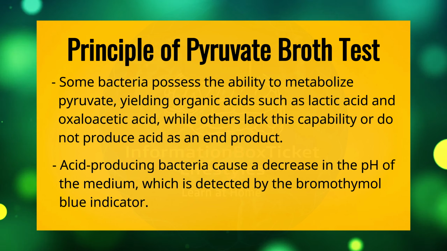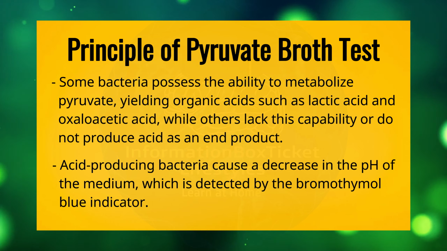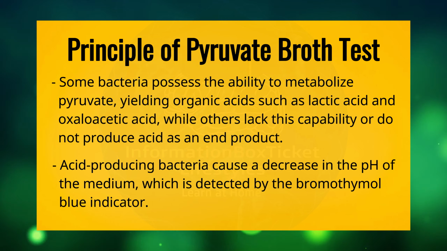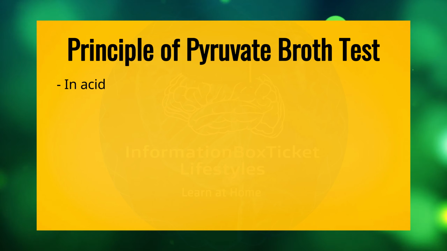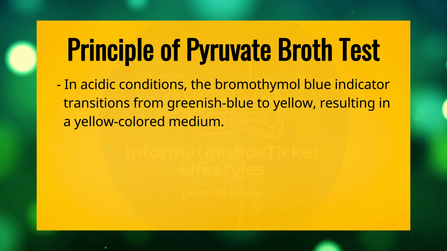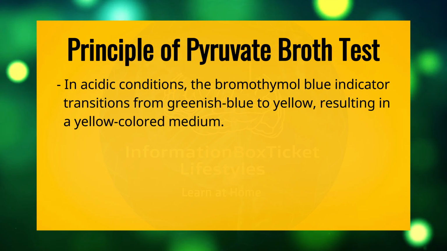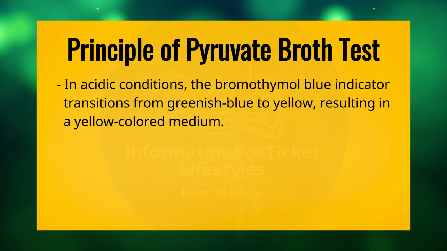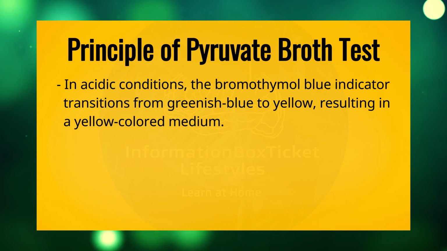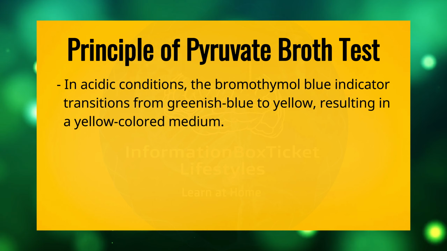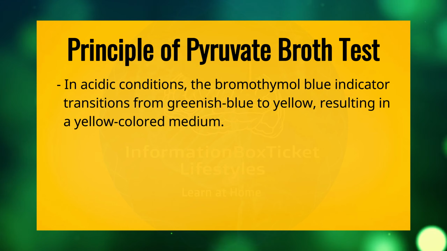Acid-producing bacteria cause a decrease in the pH of the medium, which is detected by the bromothymol blue indicator. In acidic conditions, the bromothymol blue indicator transitions from greenish-blue to yellow, resulting in a yellow-colored medium. This color change serves as a positive indication of bacterial pyruvate utilization and acid production.